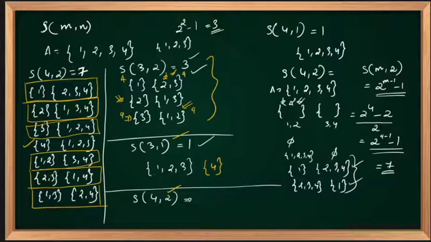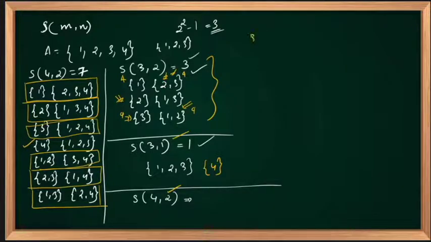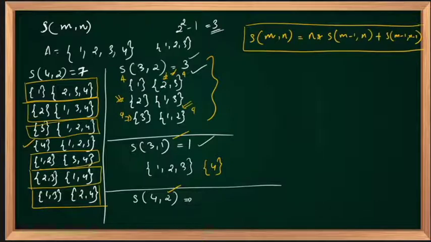For clarity, now listen. The recurrence relation S of m comma n will be equal to n into S of m minus 1 comma n plus S of m minus 1 comma n minus 1. So this will be the recurrence relation. Now we'll see the mapping of this recurrence relation here. What it says is that if you want to find n partitions of a set of size m, then first you find m minus 1 elements into n partitions. That will be equal to here, right? So you will have n partitions like this.